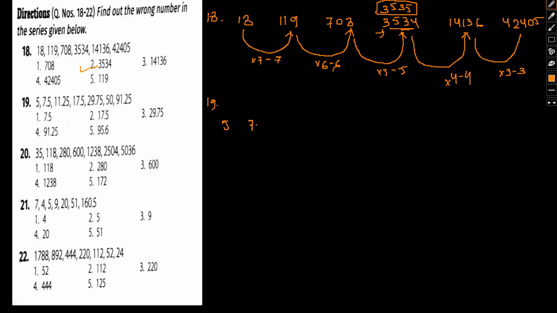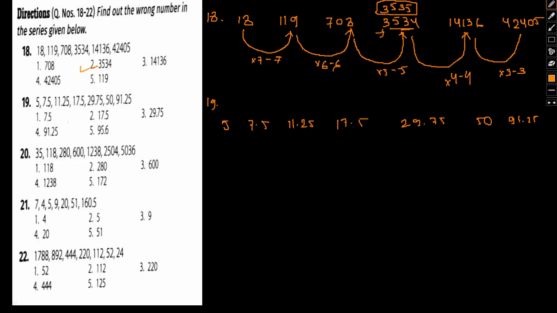The numbers are 5, 7.5, 11.25, 17.5, 29.75, 50 and 91.25. Did I miss any? Oh yes, I did miss 17.5. So these are our numbers: 5, 7.5, 11.25, 17.5, 29.75, 50 and 91.25. Here we can see the differences are not much.